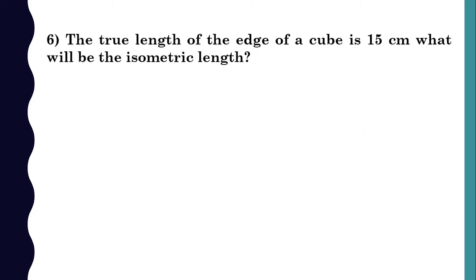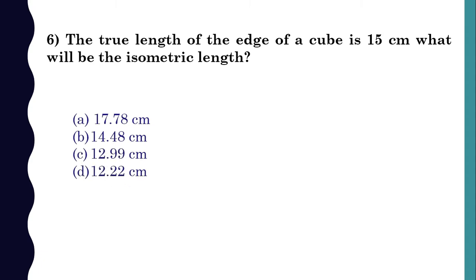MCQ number 6. The true length of the edge of a cube is 15 cm. What will be the isometric length? Options are 17.78, 14.48, 12.99 and 12.22 cm.